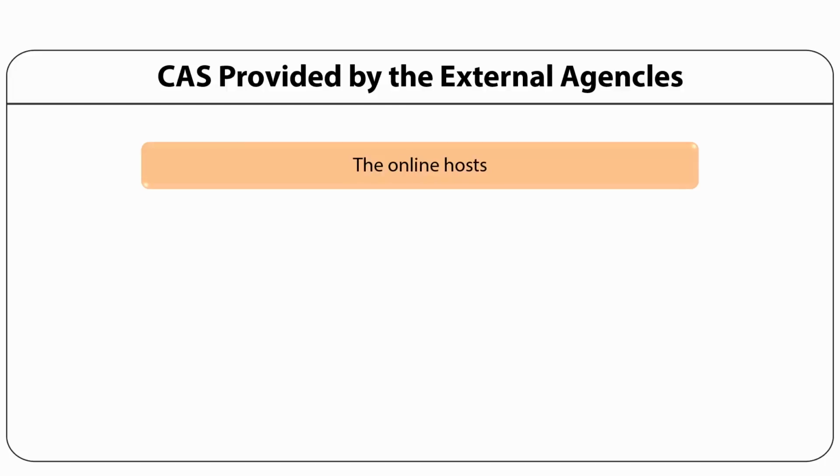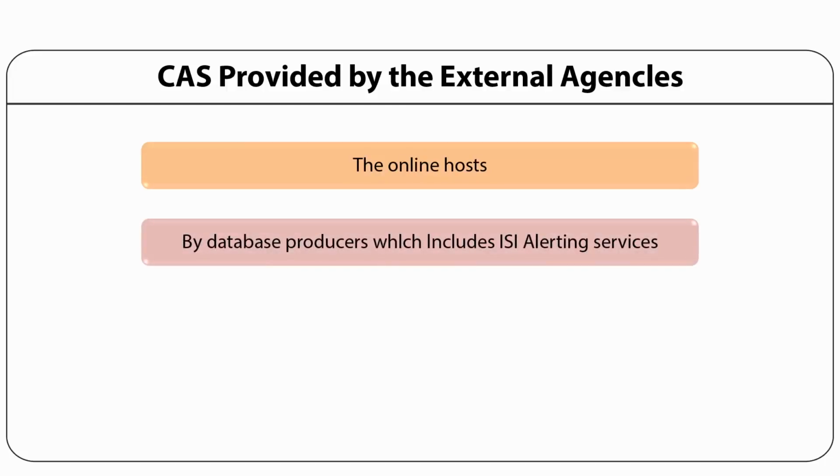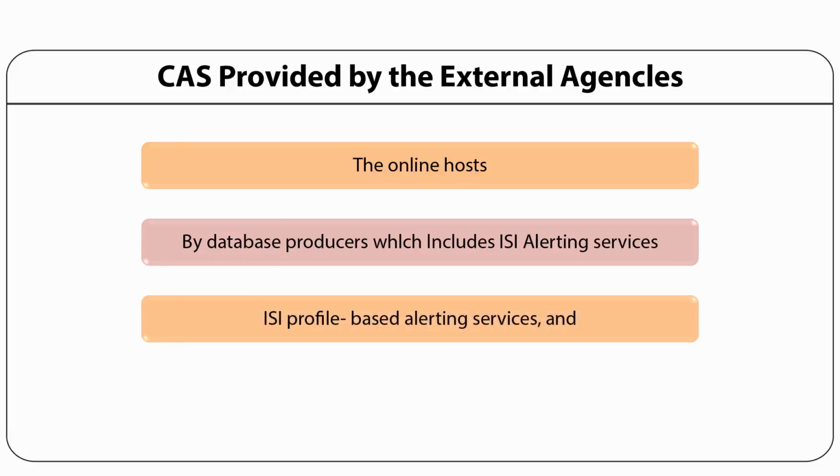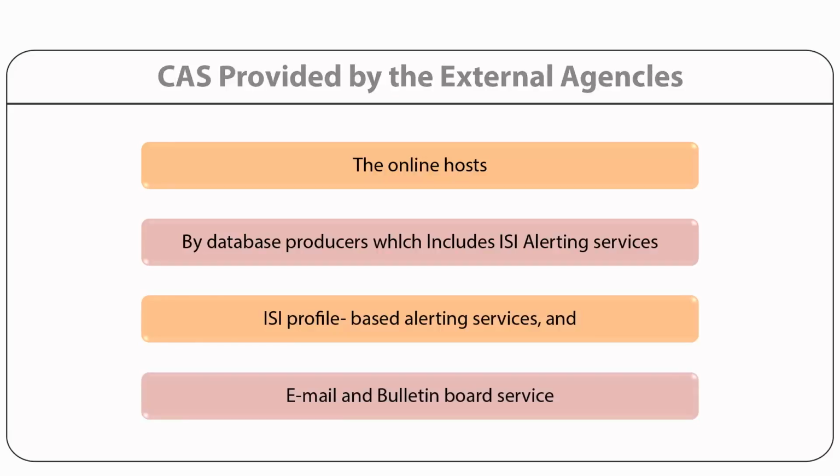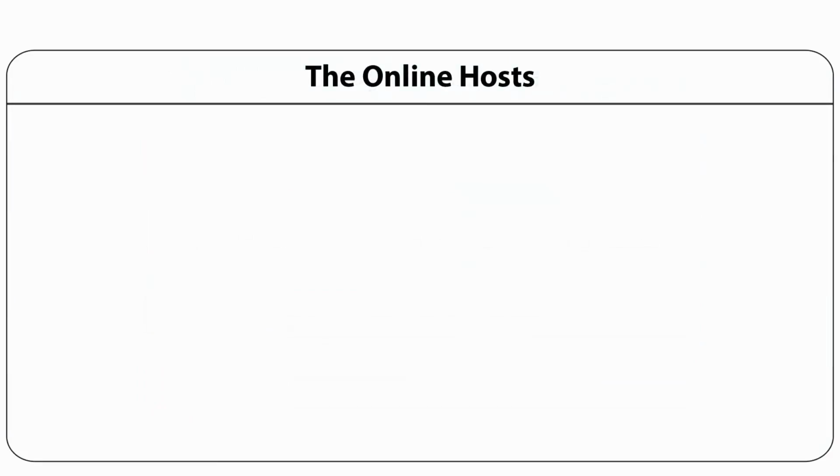Current awareness service provided by the external agencies. Current awareness services provided by the external agencies are the online hosts, that is, database providers, which include ISI alerting service or ISI profile-based alerting services, and email and bulletin board service.